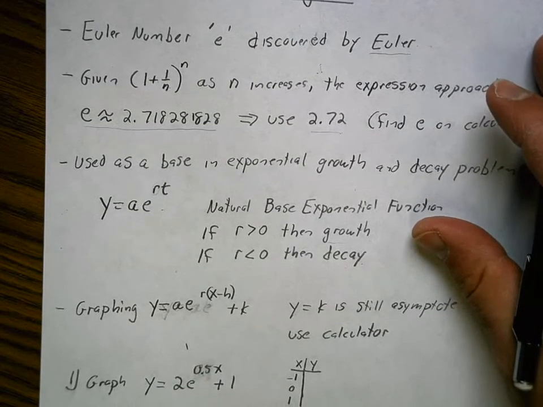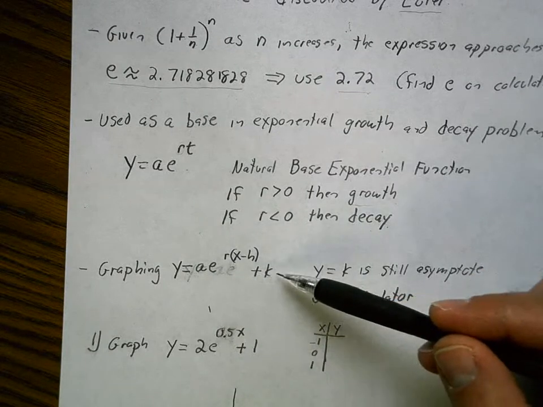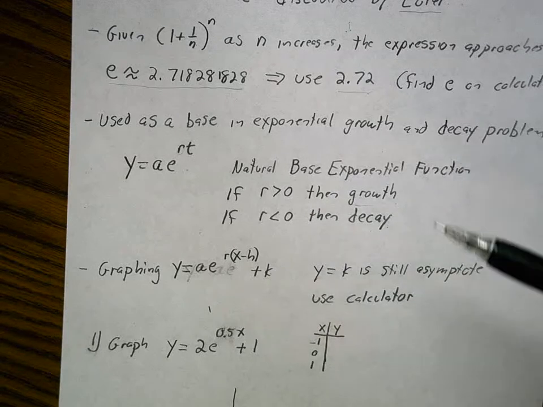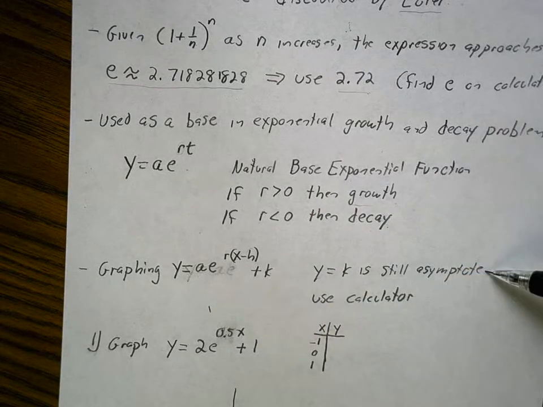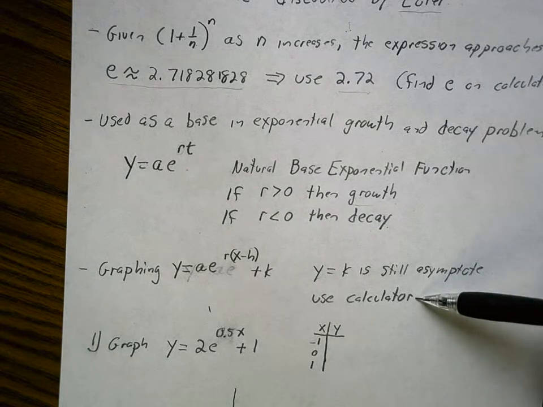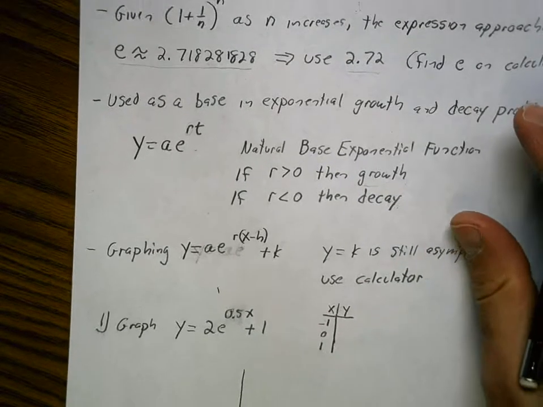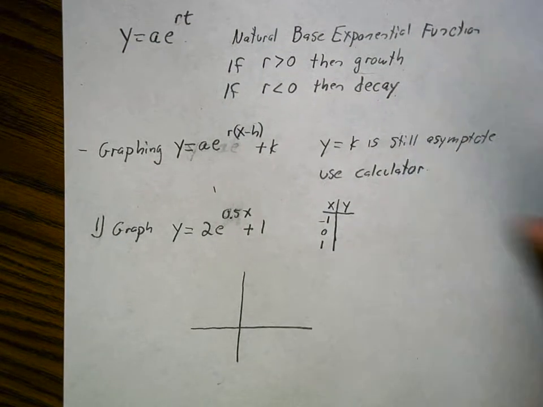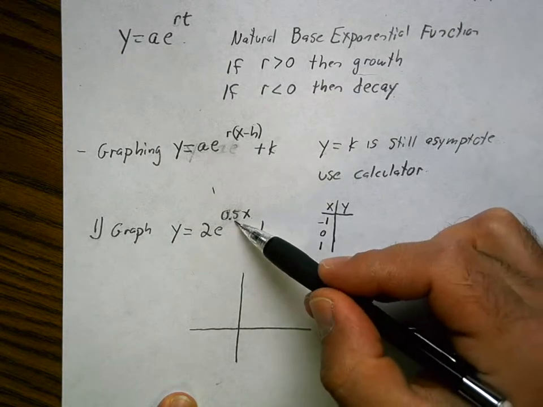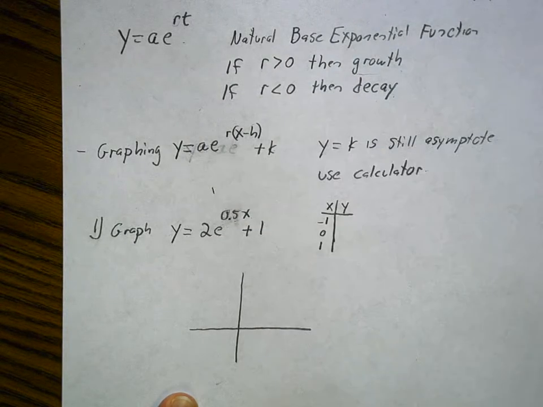Okay. Graphing, very similar to what we were graphing before. Here's our general equation. Here's my rate. We may have a horizontal shift or a vertical shift. The k is still the asymptote. The only difference here is we probably will have to rely on our calculator in order to make the table. So let's do a quick simple graph here: 2e to the 0.5x plus 1. This is going to be exponential growth because 0.5 is greater than 0.